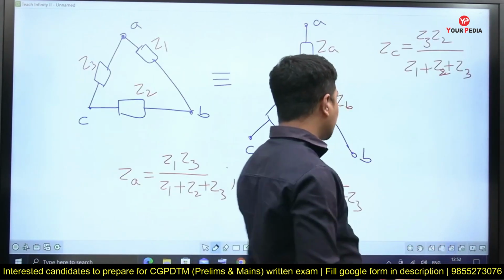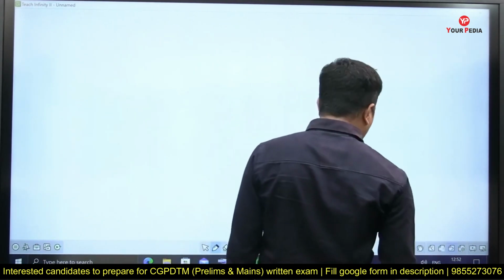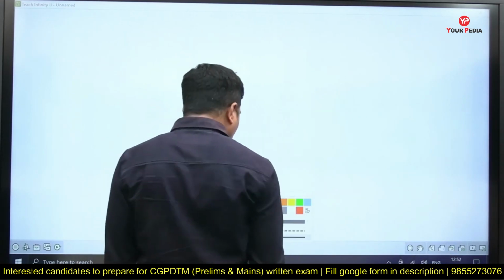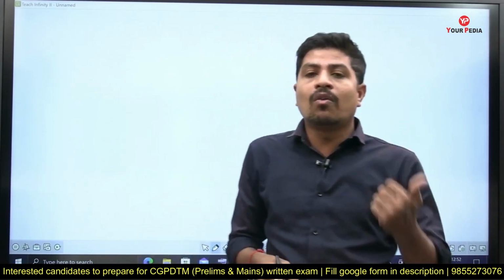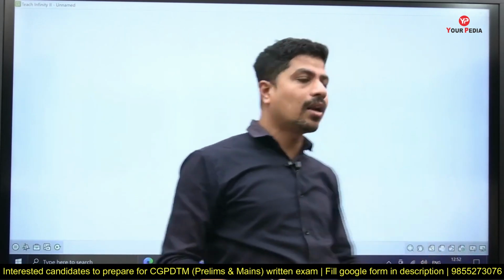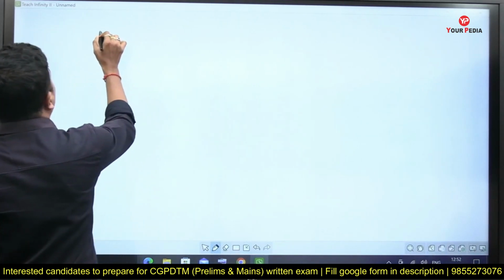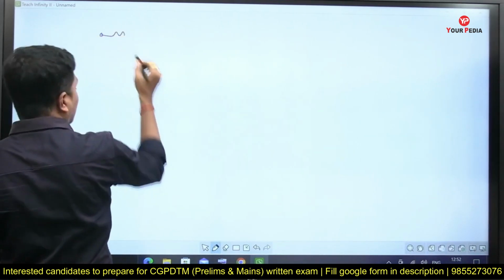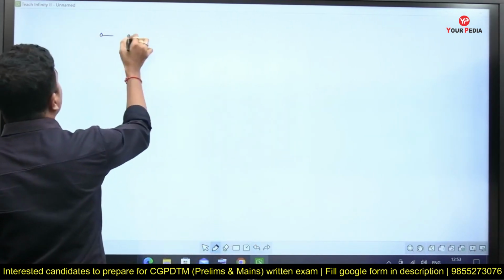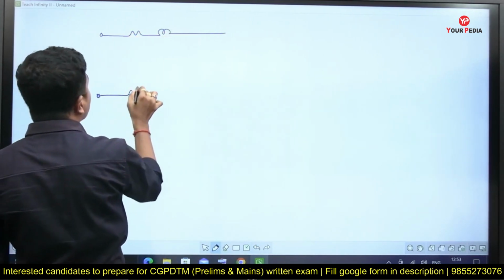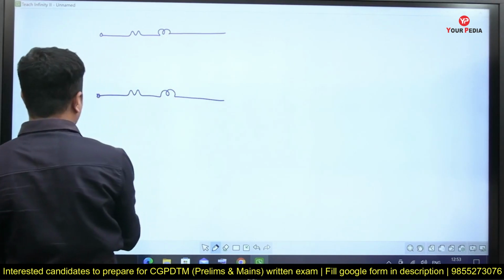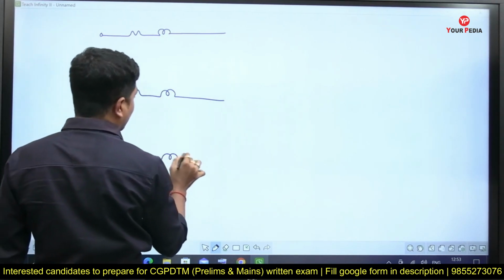Now based on this, how much do we get here? Let's draw the diagram once again. Why do we have to draw the diagram so many times? We have to show that feeder impedance and load impedance are both in series once you convert the given delta into star. Observe carefully. This is phase A feeder, this is phase B feeder, this is phase C feeder. Right?